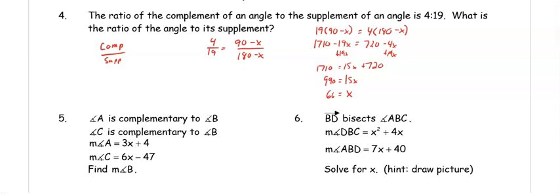So we know then that our angle is 66. We want to compare it to the supplement. So I'm going to subtract 66 from 180. I get 114. So this is going to reduce to 11 over 19.